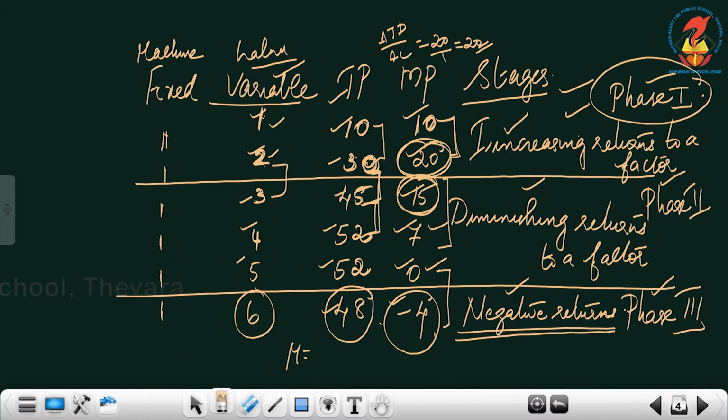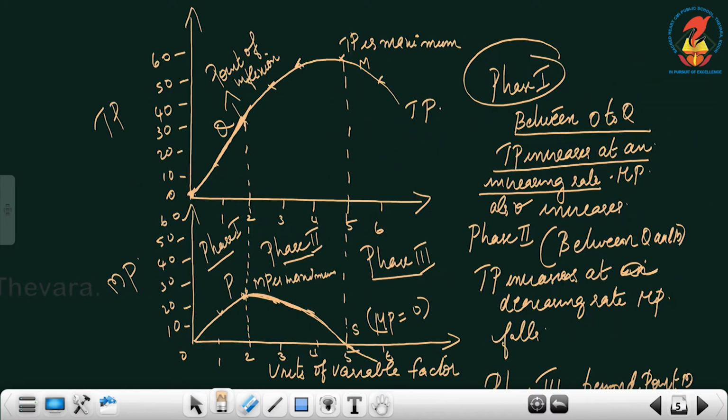Marginal productivity is also increasing from 10 to 20. So in the curve it is very clear, from 0 till P, marginal productivity is also increasing. In the case of total productivity, from 0 to Q, TP is increasing at an increasing rate. From 0 to P, the MP curve is also increasing, because in the upper part I have drawn the TP curve and in the lower part I have drawn the MP curve, the same two curves which we learned in the last video.